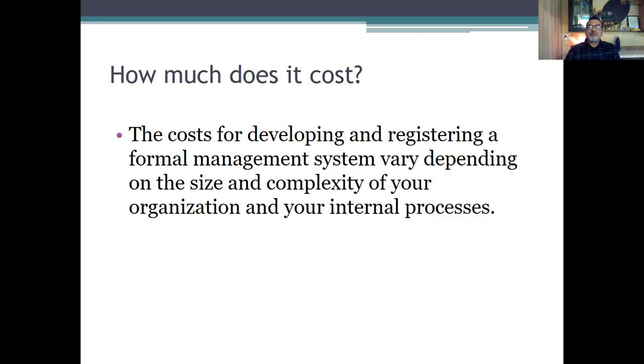The size and nature of the organization, the maturity of the environmental practices within the organization, and existing documentation.